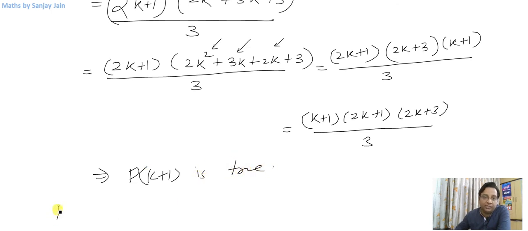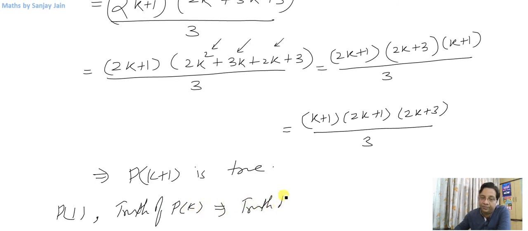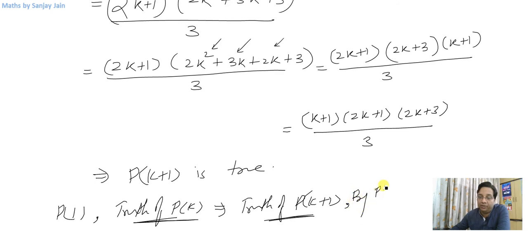Now you make that statement that P of 1 is true. You have verified it. Second, the truth of P of k implies the truth of P of k plus 1. What is the meaning? That if I assume that P of k is true, then using that fact I was able to prove that P of k plus 1 is also true. And if this much is okay, then by principle of mathematical induction we can say P of n is true.